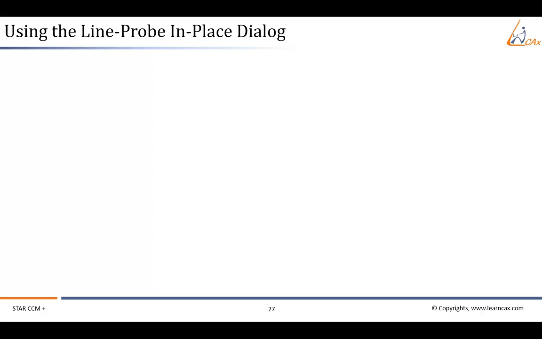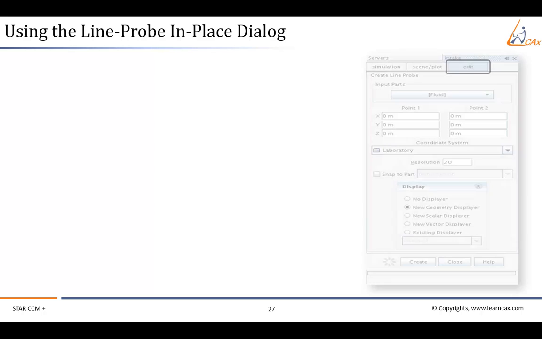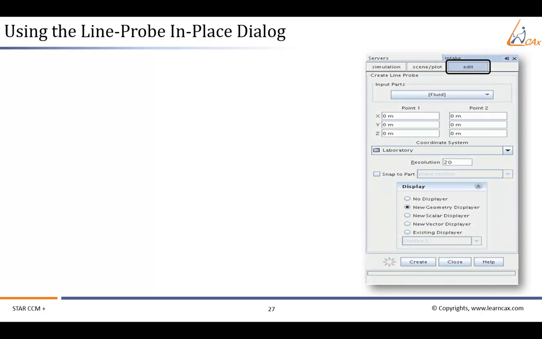If certain basic conditions are met when you start the process to create a line probe or edit an existing one, a new in-place dialog appears in the Edit tab of the simulation window. This dialog facilitates definition of the derived part. The process for doing this is shown here.